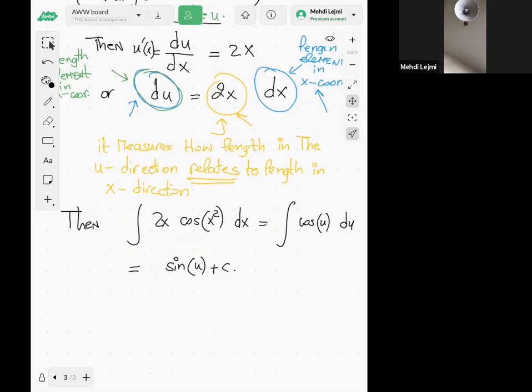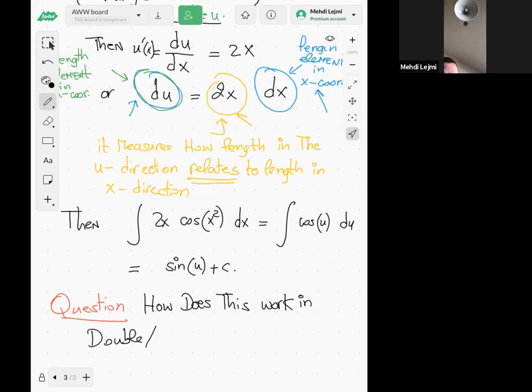So now the question is, how does this work in double and triple integrals?